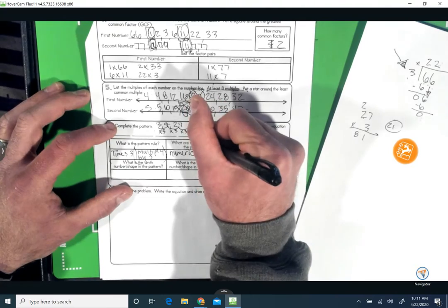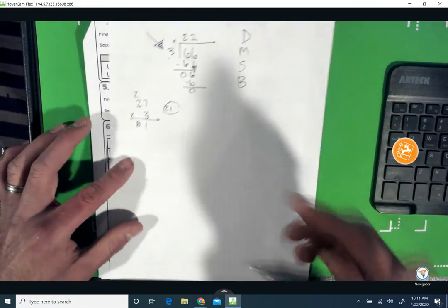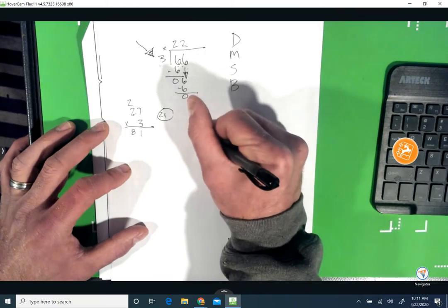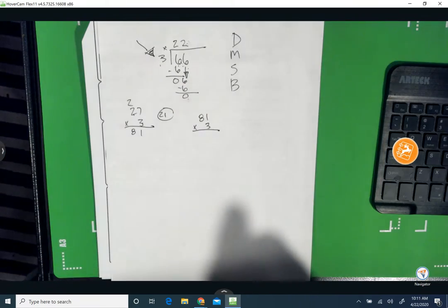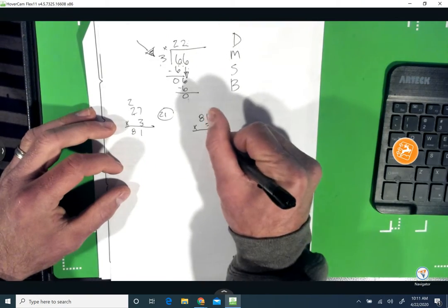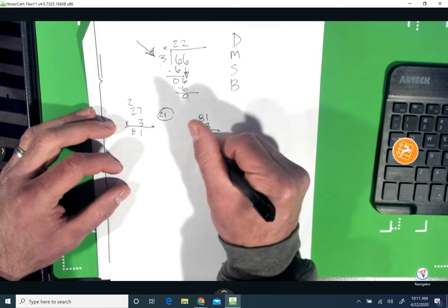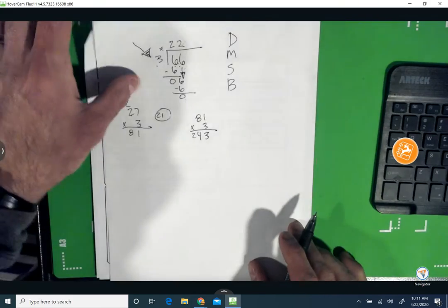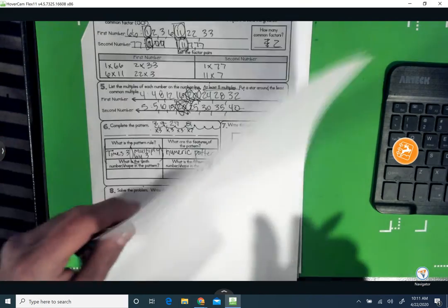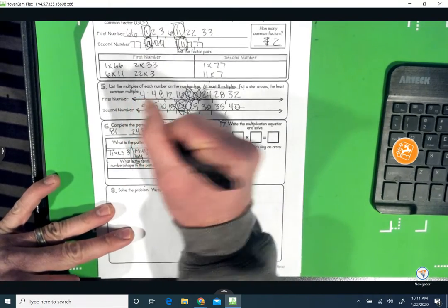Now, we want to find out what the next number is. We got to multiply 81 times 3 to get that next number. So we have 1 times 3 is 3. Only have one digit, so just immediately put it down, and 8 times 3 is 24. The next number in this pattern is, we had 81, and we have 243.